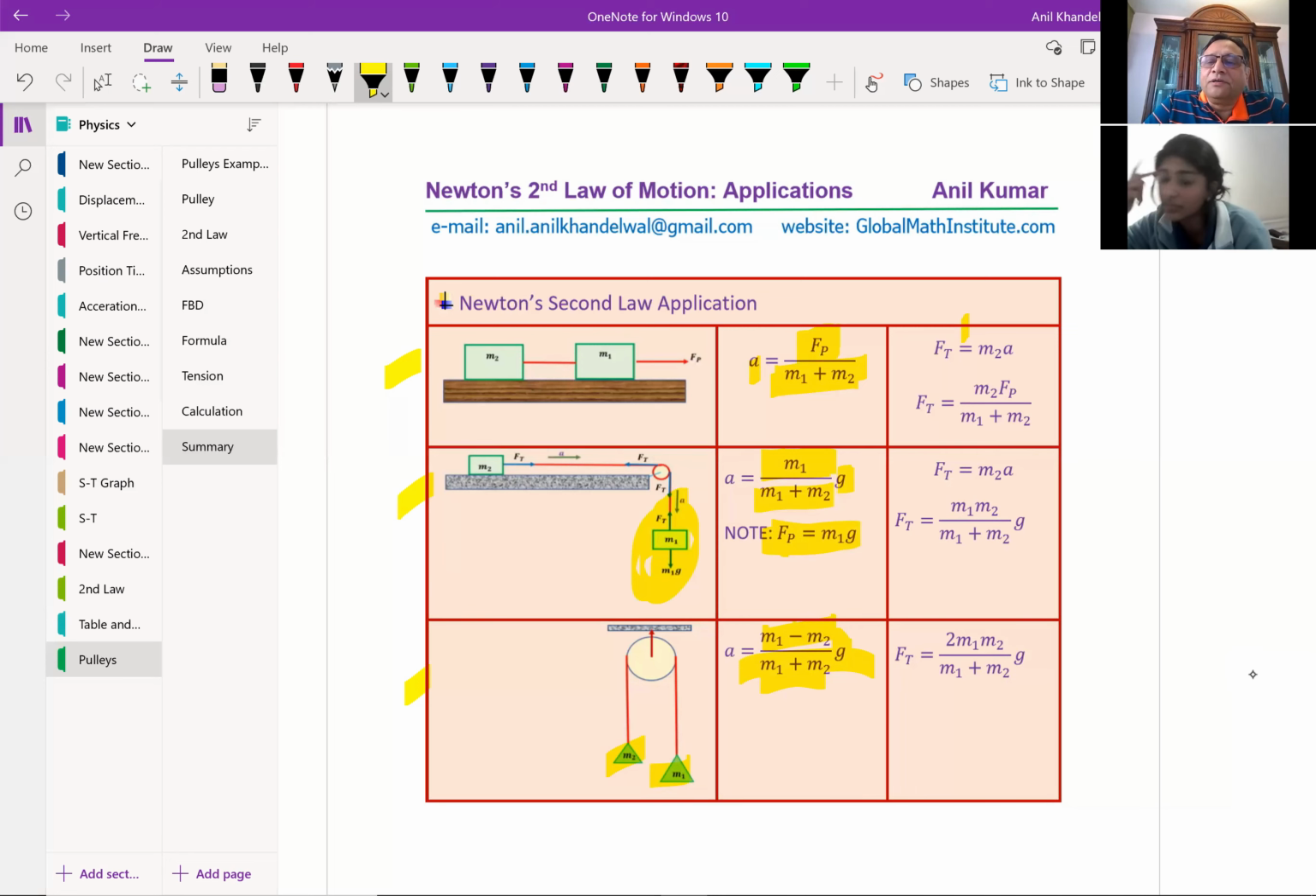Correct. Now, let's talk about the tension. Tension is M2A, right? The second mass we'll always consider, and if there are many, consider the last one. It is the same tension and the same acceleration. Just consider the last mass, M2A. That is the general form.